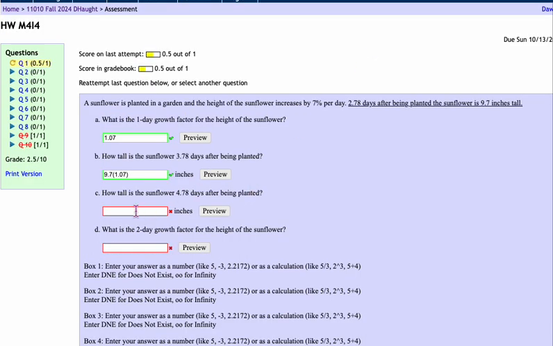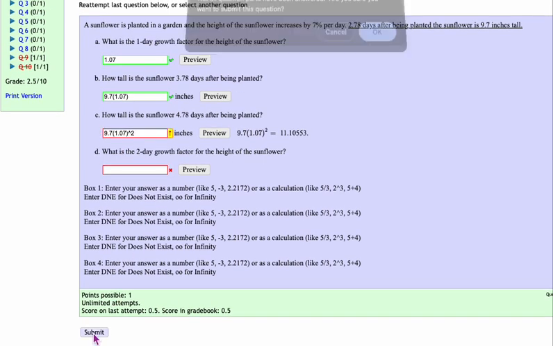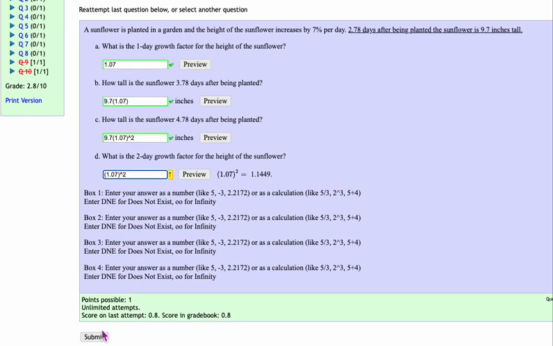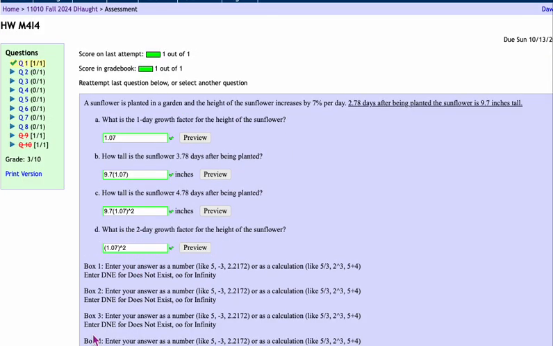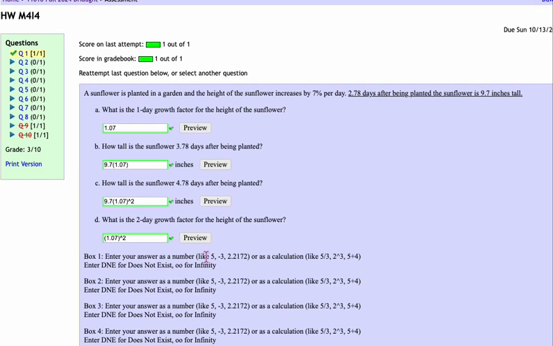And then this would be 2 days later. So it would be 9.7 times 1.07 to the second power because it's 2 days later. So the 2-day growth factor for me is 1.07 squared. And I am not going to do that and make iMath yell at me. So you'll notice that I just put it in. And thank you for reminding me how picky it can be.